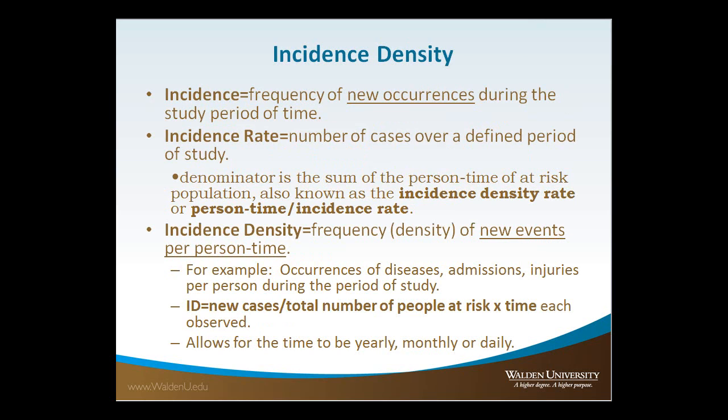Incidence is the frequency of new occurrences during the study period. The rate then is the number of new cases over a given period of time. So the incidence density is the number of new events per person time, and we're going to show an example of that in a minute.